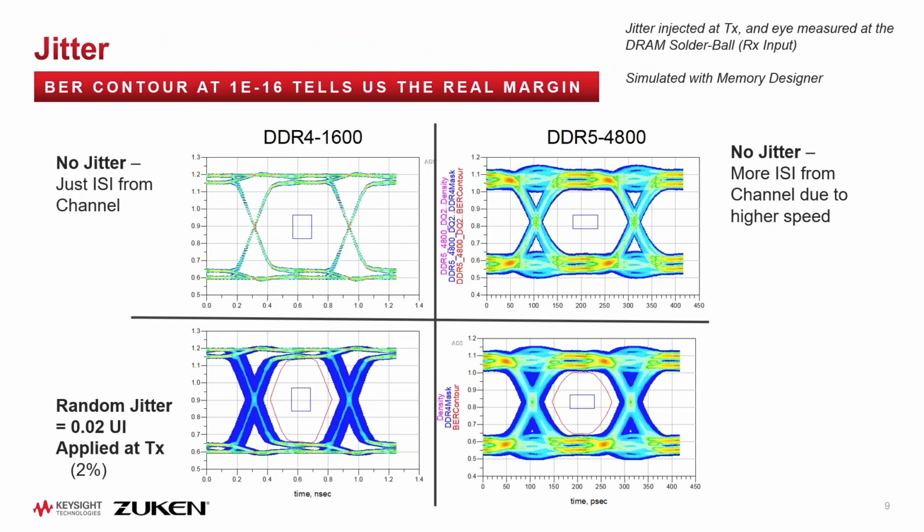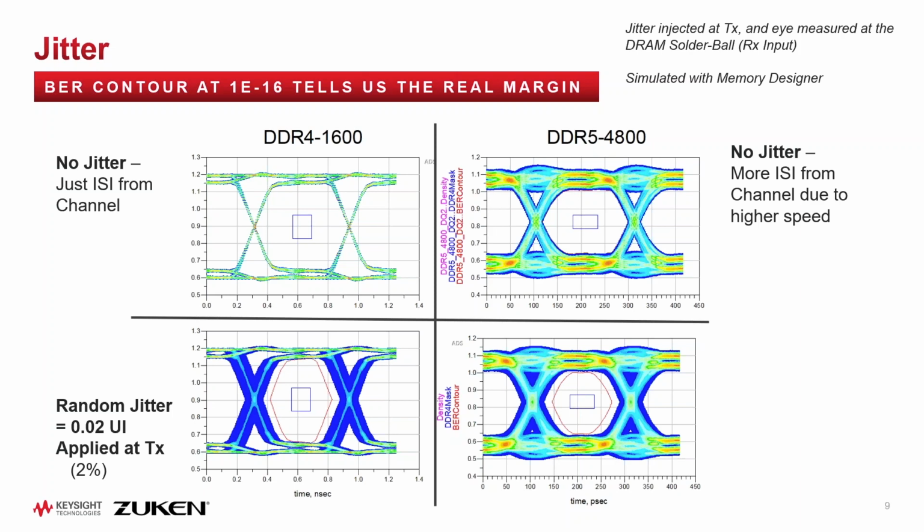And finally, we want to discuss jitter and the impacts of jitter. So when we talk about a system bit error rate of 1e to the minus 16, in simulation, we need to be able to determine how closed our eye is going to be down to that level. So here what you really want to look at is the red bit error rate contour. That's showing you just how closed the eye is at 1e to the minus 16.